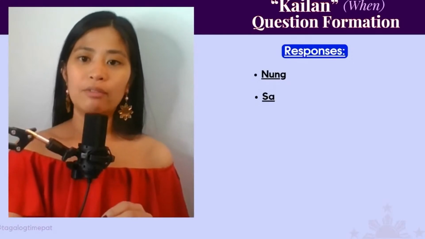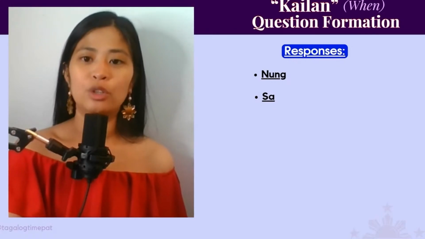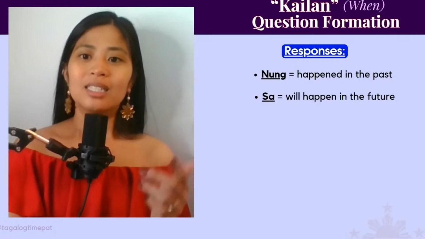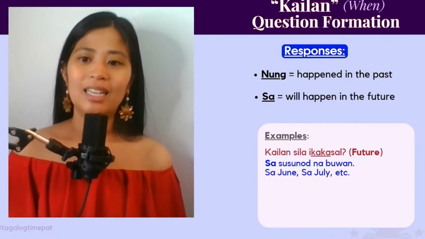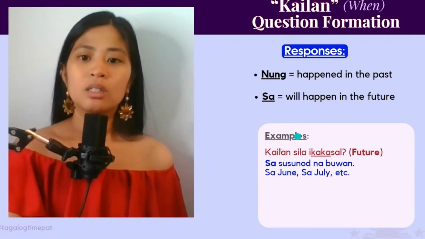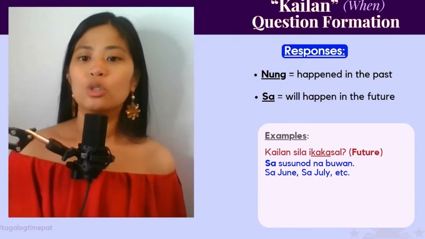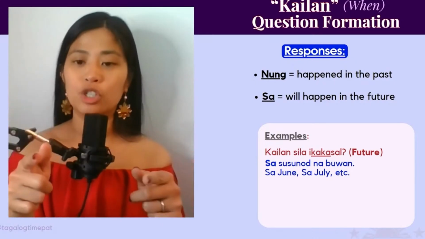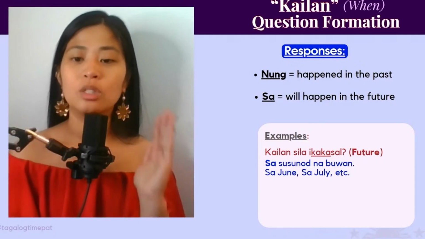The response might have the word nung or sa. We already talked about sa. Let's see what nung means. So nung means something happened in the past. Sa means something will happen in the future. So for example, kailan sila ikakasal? When will they get married? The response, sa susunod na buwan, next month. So sa July or sa June, in June or in July. But sa is thinking of the future. When are they getting married? Next month or in June, in July. So sa is the future.